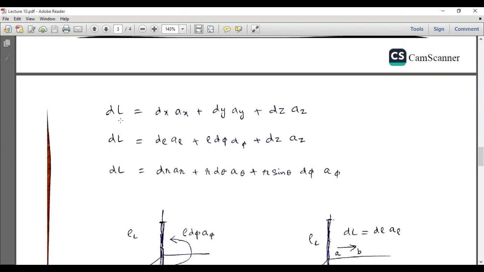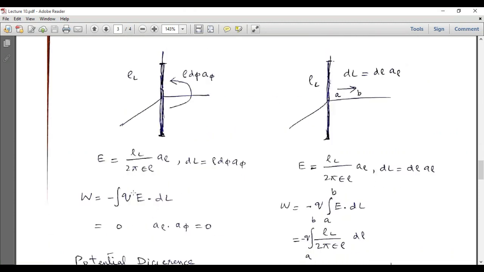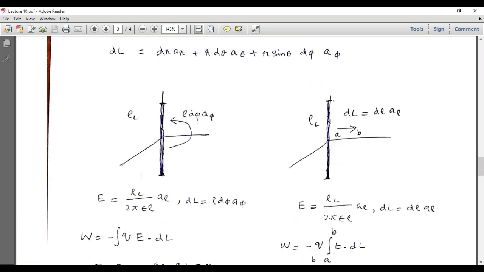In Cartesian components, dl will be equal to dx ax plus dy ay plus dz az. Similarly, in cylindrical components, dl is given over here, and in spherical components, dl is also given over here. And if we have a line charge distribution, then electric field intensity will be equal to rho L over 2 pi epsilon rho a rho. And if we are moving this charge along the phi direction, right? This is the direction of phi. Then dl will be equal to rho d phi a phi, and E is equal to rho L over 2 pi epsilon rho a rho.